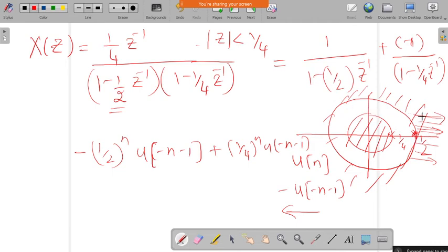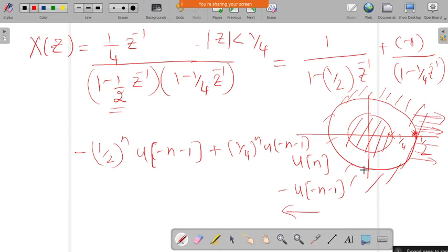As we have discussed, if the ROC, the region of convergence, is greater than the highest pole, then we have a right sided sequence. Similarly, if the ROC is less than the least value of the pole, then it will be a left sided sequence.